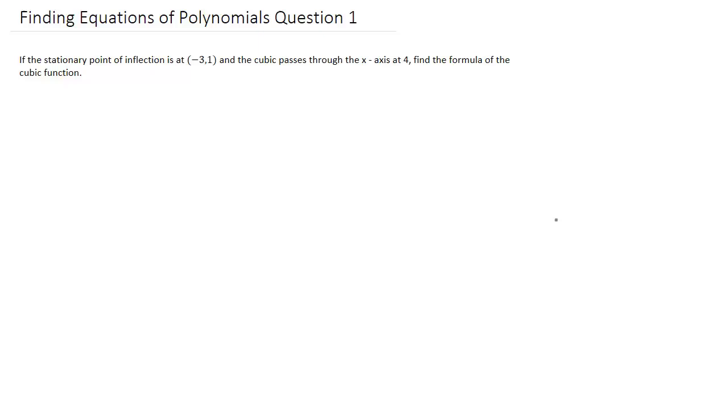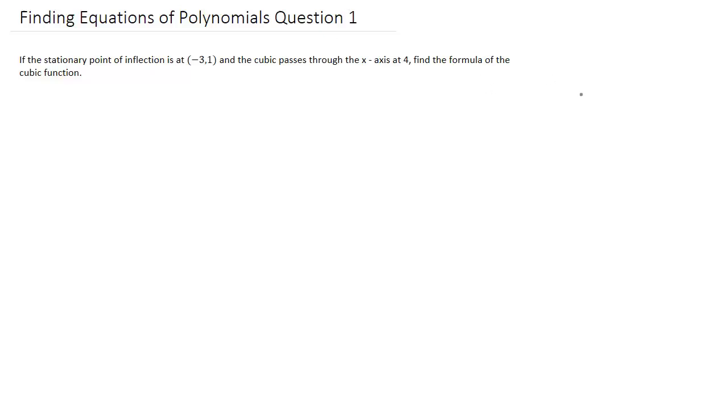This question asks you to find the equation of a polynomial. What you're told is that the stationary point of inflection is (-3, 1), and the cubic passes through the x-axis at 4. Find the equation or formula of the cubic function.